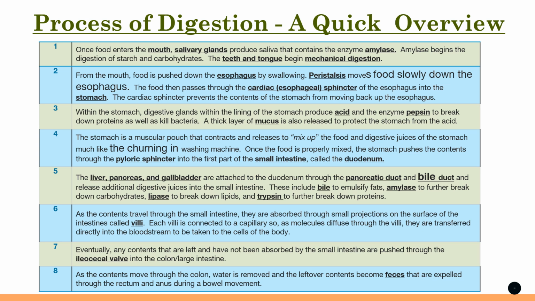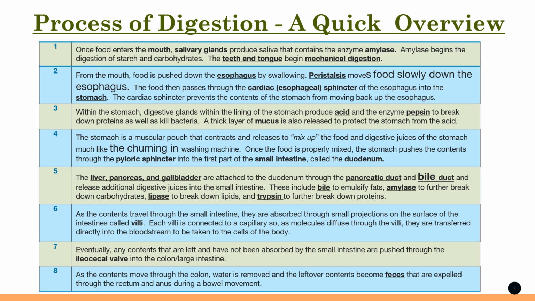After that, food is going to be pushed down the esophagus by swallowing. Peristalsis is going to help move this food down the esophagus as well. And the food is then going to be passed through the cardiac or esophageal sphincter of the esophagus into the stomach. Within the stomach, the digestive glands within the lining of the stomach are going to produce acid and the enzyme pepsin to break down proteins and kill bacteria.